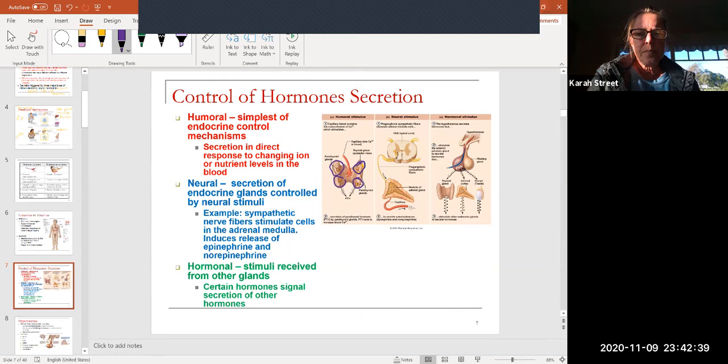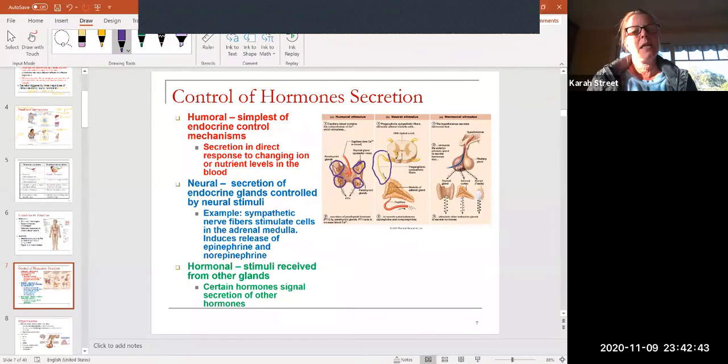Neural, shown here in this picture, you're seeing a preganglionic sympathetic neuron, and it stimulates the adrenal medulla cells to release epinephrine. Remember, the adrenal medulla cells are really modified postganglionic neurons, and they dump epinephrine into the bloodstream. And that's what we mean by neural.